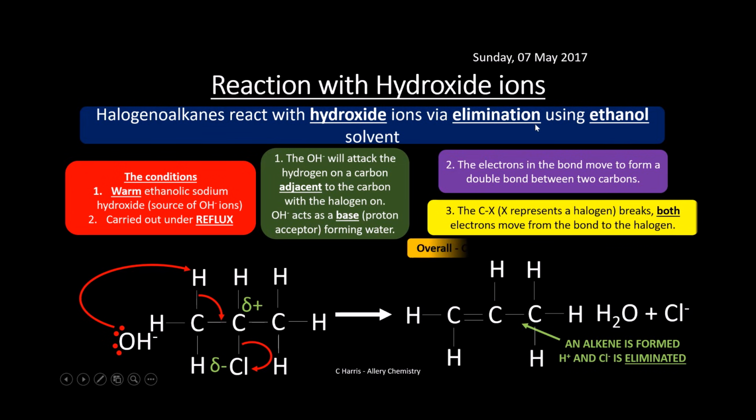So the solvent is really, really important. And there's the overall reaction. So you've got your bromoalkane there. This is 2-bromopropane reacting with your potassium hydroxide, and this will form your alkene. This is propene plus water plus potassium bromide in this case, or you can have potassium chloride if you want.